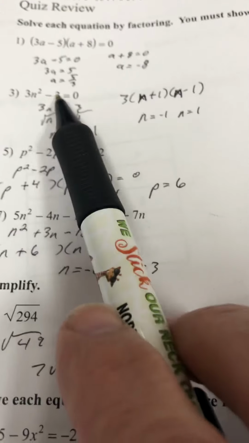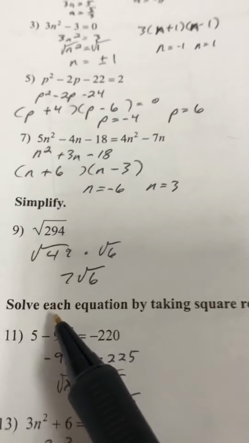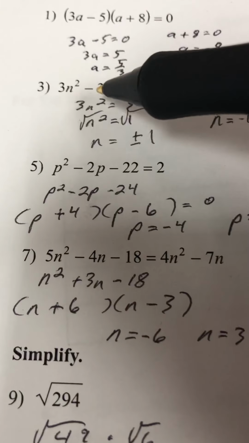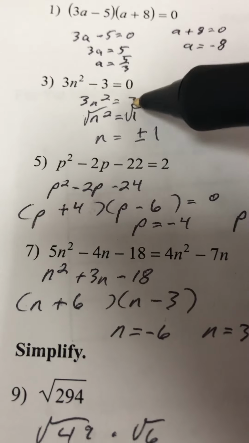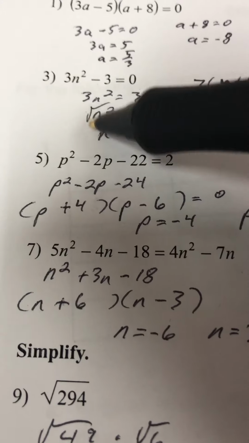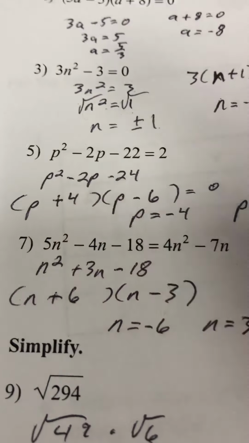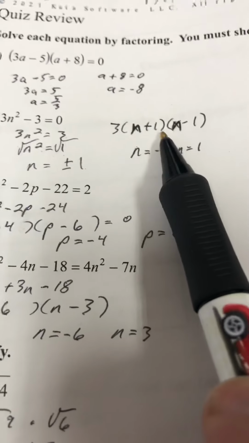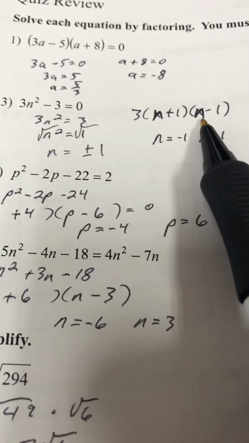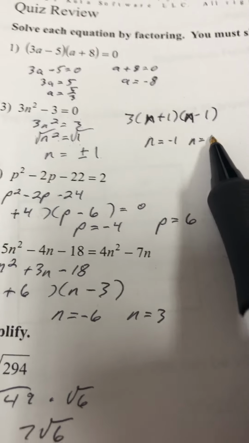For number 3, I actually did this by taking the square roots. At first I didn't really realize what we were supposed to do. I added 3 to both sides, and then I divided both sides by 3, and I ended up with n squared equals 1. I took the square root of both sides and I get n equals plus or minus 1. You get the same thing when you actually factor it out. I factored out a 3, and it could be plus 1 or minus 1, so n could equal -1 or +1.